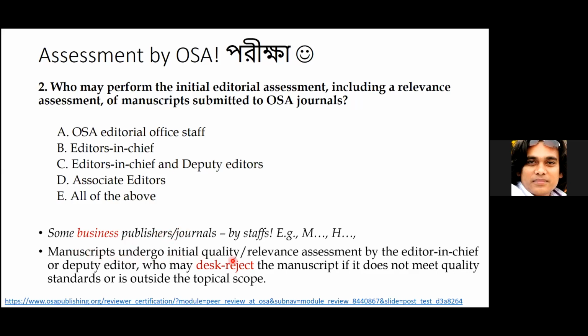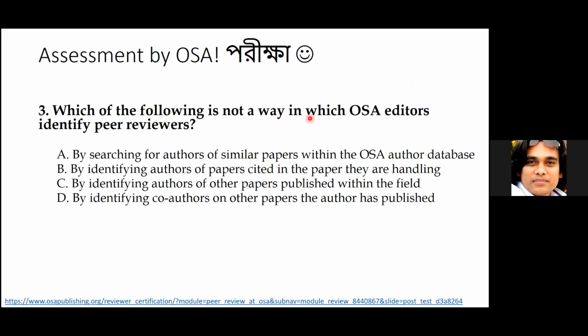So the manuscript undergoes an initial quality and relevance assessment by the editor-in-chief or deputy editor, who may reject the manuscript if it does not meet the quality or standard of the paper. The next one is: which of the following is not a way in which Optical Society of America editors identify peer reviewers? I mentioned it before, so this is just like an exam for you.